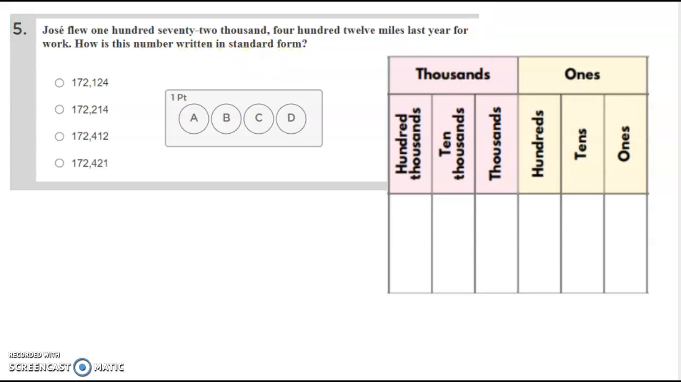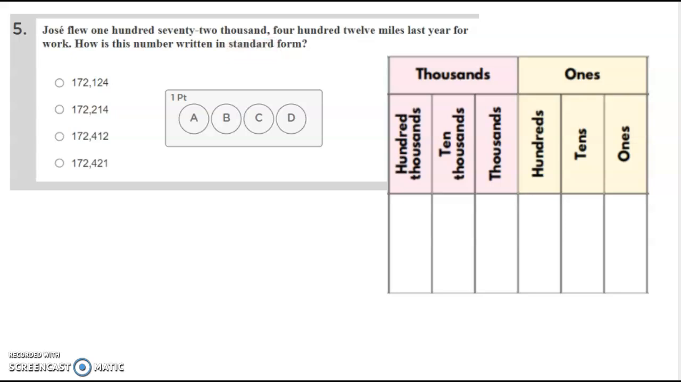It's okay for this question that I don't remember what standard form is, because if I look at my answer choices, this shows me what standard form is. The standard form of a number is writing a number like you normally would, those digits next to each other in a certain order.